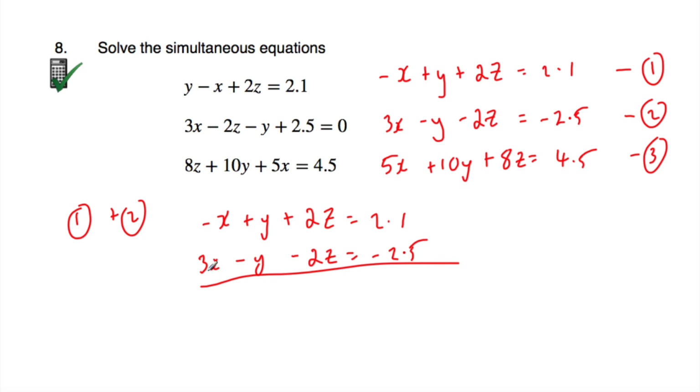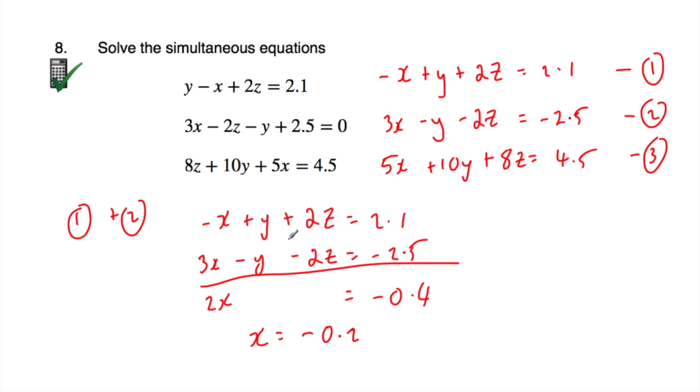So minus x plus 3x would be 2x. Then minus y plus y is equal to 0. Minus 2z plus 2z is equal to 0 as well. And then we've got minus 2.5 plus 2.1, that's going to be equal to minus 0.4. And then if we divide both sides by 2, we get that x is equal to minus 0.2, or minus a fifth. Okay, so that's fantastic. We'll find out what x is.